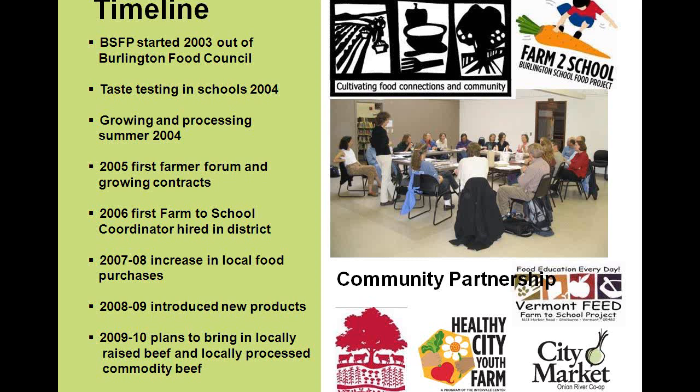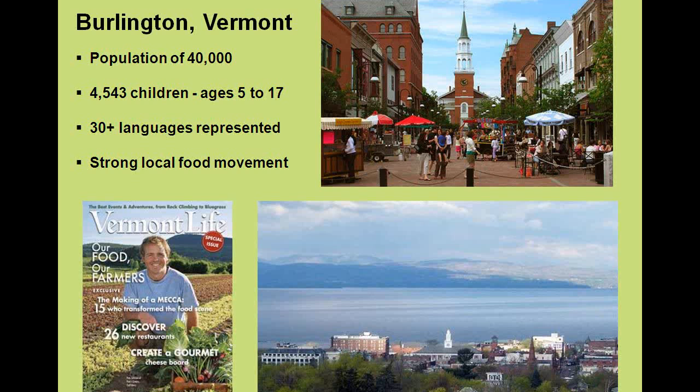In 2005, we started with farmer forums, where we sit down with farmers, discuss what we bought, what we need, and we sign growing contracts with farmers right around this time of year, December, January. In 2006, with a grant from Green Mountain Coffee Roasters, we hired the first farm-to-school coordinator. At that time, the first in the country. I don't know if it still is the first in the country, and that's become a really integral part of what we do. And we have continued to increase the amount of food we're buying locally and increase the different types of foods that we are offering.